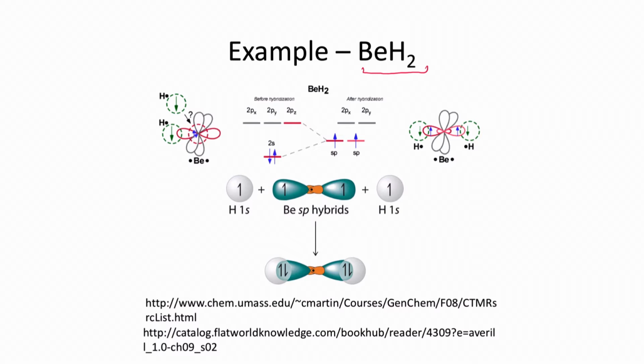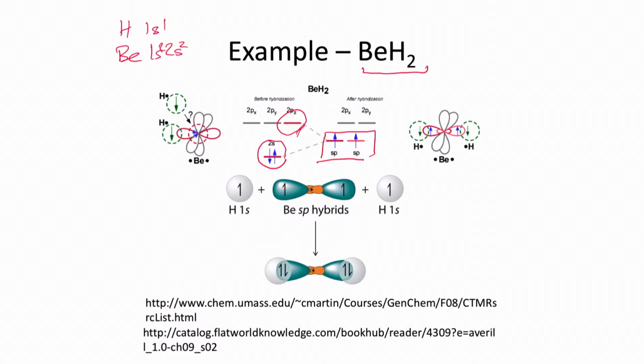On the top left is the unhybridized beryllium and two hydrogens. Just to refresh your memory, hydrogen is 1s1, beryllium is 1s2 2s2. So the point is that the beryllium would only have electrons in the 2s subshell and nothing in the 2p. I'm going to take this 2s and this 2p and combine them to make sp hybrid orbitals. Two sp hybrid orbitals.